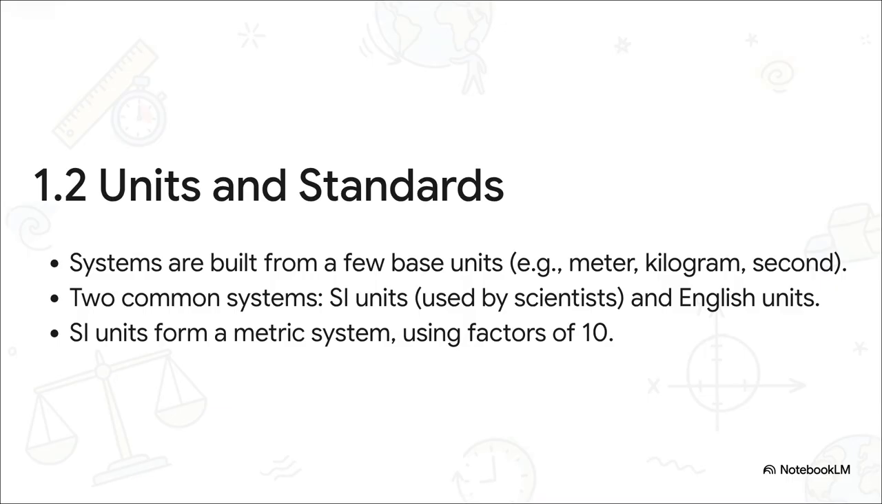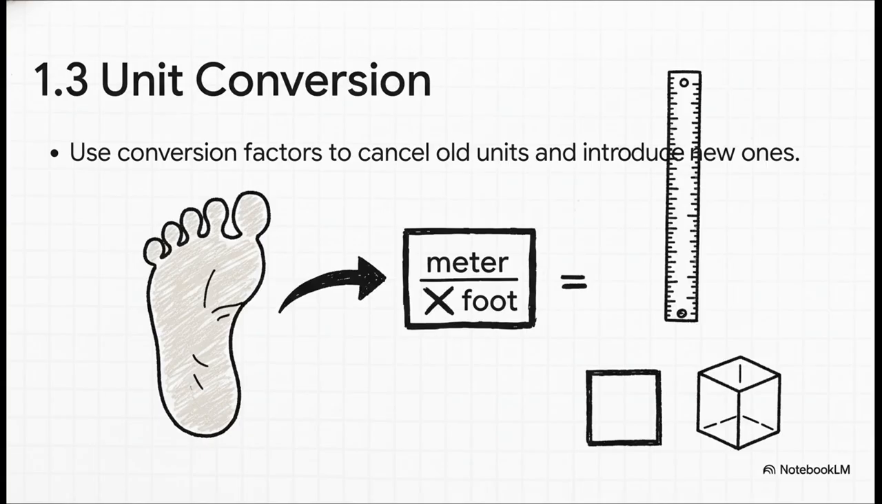Then, section 1.2 was all about measurement. The big idea here is that our systems of units are built from just a few base units, like the meter, the kilogram, and the second. And we talked about the 2 main systems, SI units, which is the metric system scientists use, and English units. Next up, section 1.3 gave us the critical skill of unit conversion. The main takeaway? You use conversion factors to cancel out the old units and bring in the new ones. And you always have to remember that units follow the rules of algebra, especially for things like area and volume.